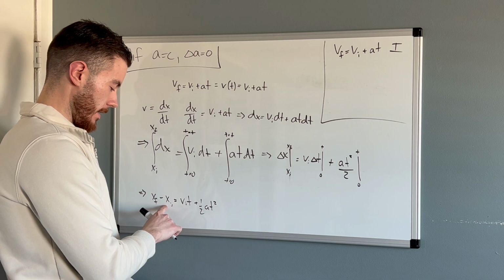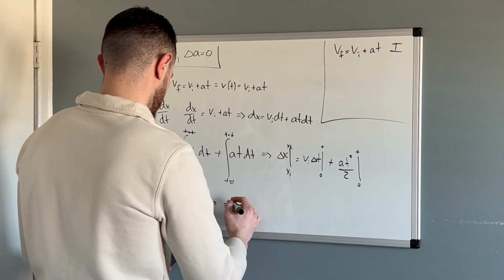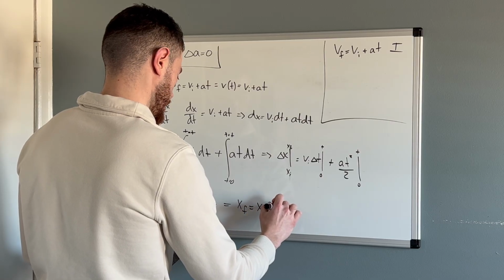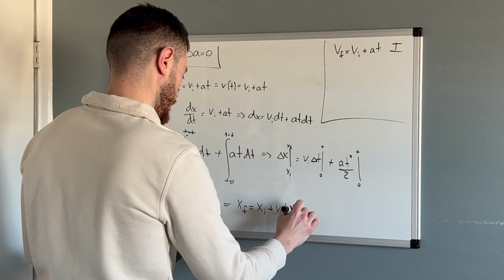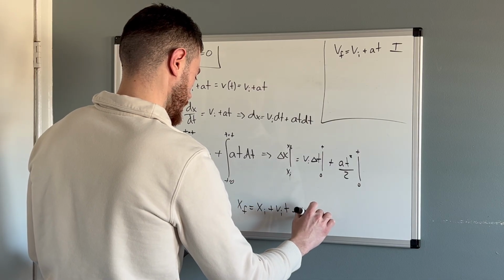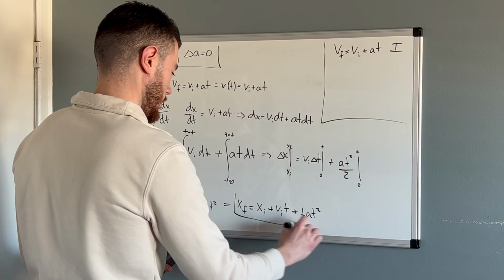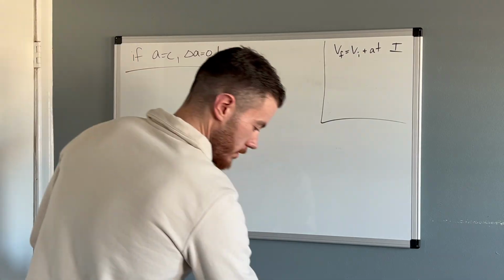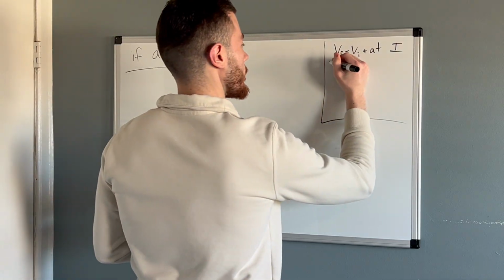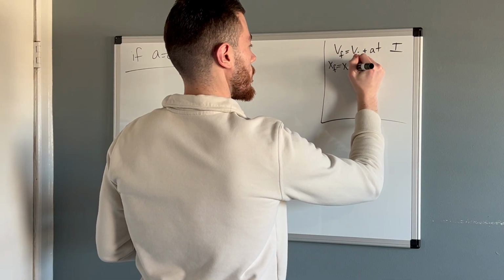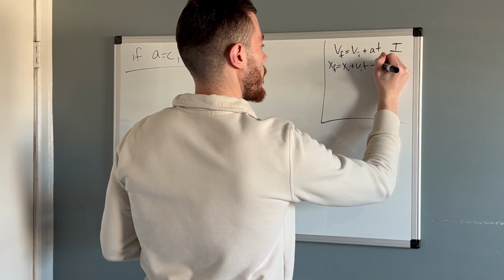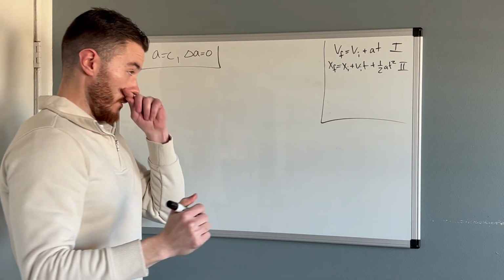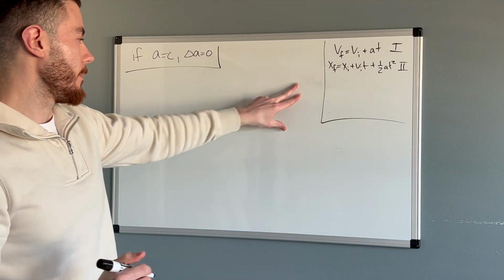And then let's add xi to both sides. So the final position is equal to the initial position plus the initial velocity times time plus half the acceleration times time squared. And this is our second kinematic equation. Our second derived kinematic equation, I'll place it in the box. Number 2.